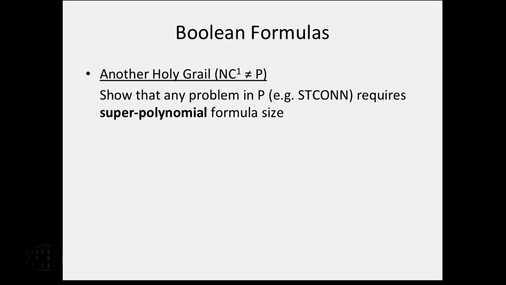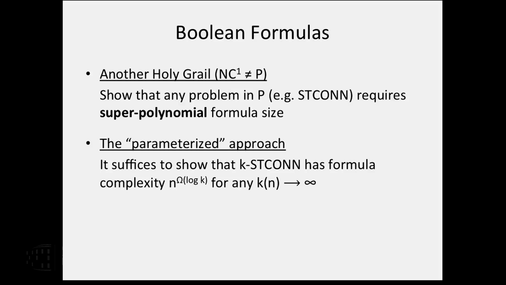The challenge is to show that any explicit problem in the class P, such as ST connectivity, requires superpolynomial formula size. Okay? And once again, these subgraph isomorphism problems give a nice parameterized approach to this problem. So if you could show that distance k connectivity requires complexity n to the omega log k for any growing sequence of k, then you would separate NC1 from P.